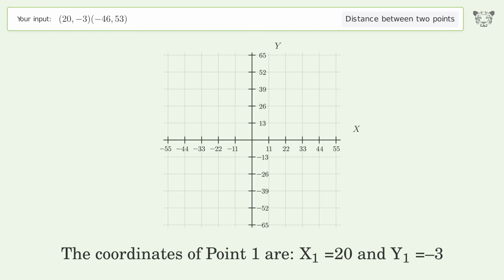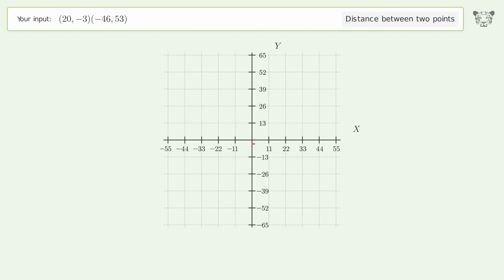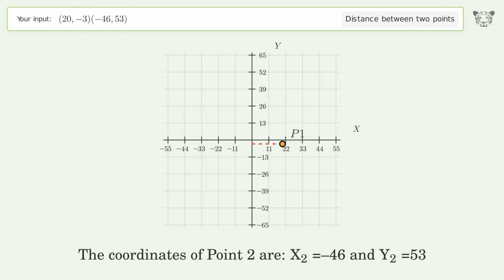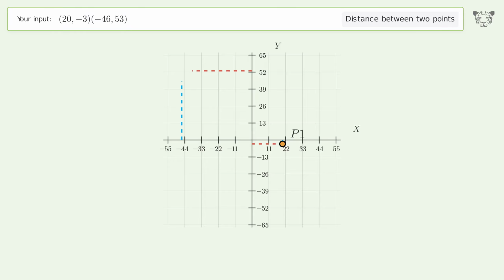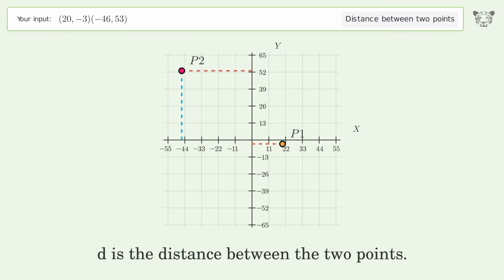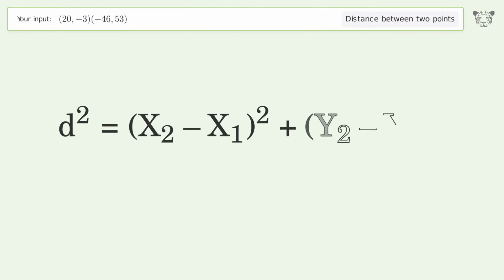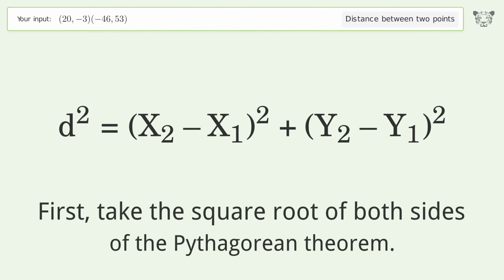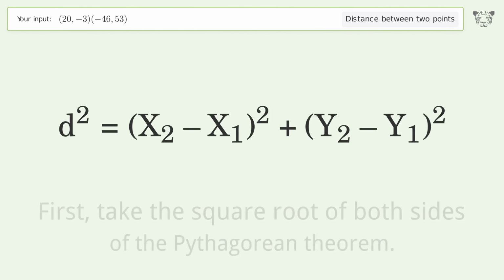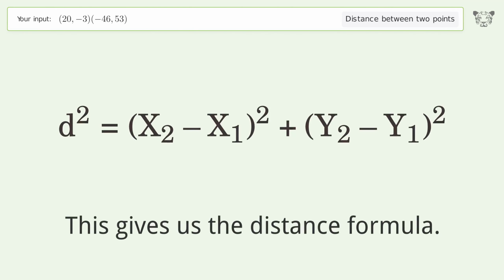The coordinates of point 1 are x1 equals 20 and y1 equals -3. The coordinates of point 2 are x2 equals -46 and y2 equals 53. D is the distance between the 2 points. First, take the square root of both sides of the Pythagorean theorem. This gives us the distance formula.